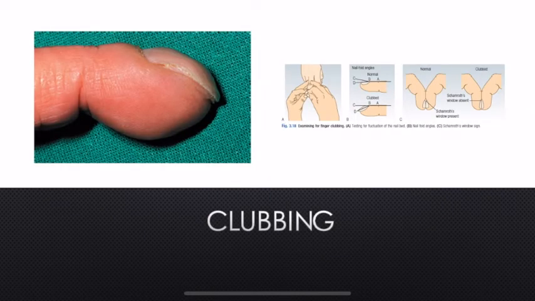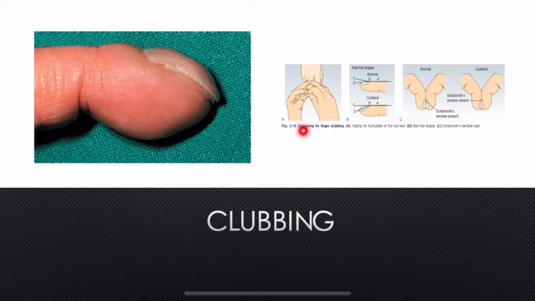Clubbing is one that we'll just make quick mention of. This is an example of a clubbed nail. And what makes a nail clubbed is this diameter here, or this distance here, is bigger than this distance here. And that's abnormal. And when you feel the nails, you'll notice it's very boggy. And when you touch the nail, you notice it kind of shifts around a little bit. It's fluctuant, like we'll talk about with masses in the next lecture.